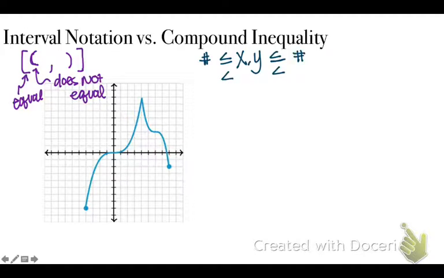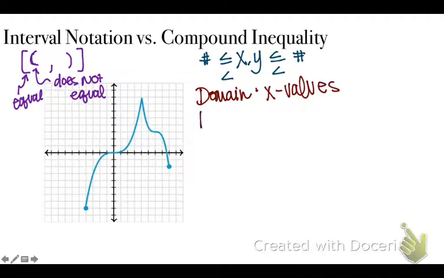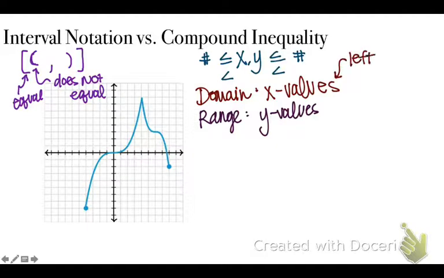So let's go through how to do this. Let's look at domain and range. Domain is your x values, and range is your y values. When you're doing domain, always go left to right. And when you're doing range, always go bottom to top. You always go from the smallest values to the biggest values.